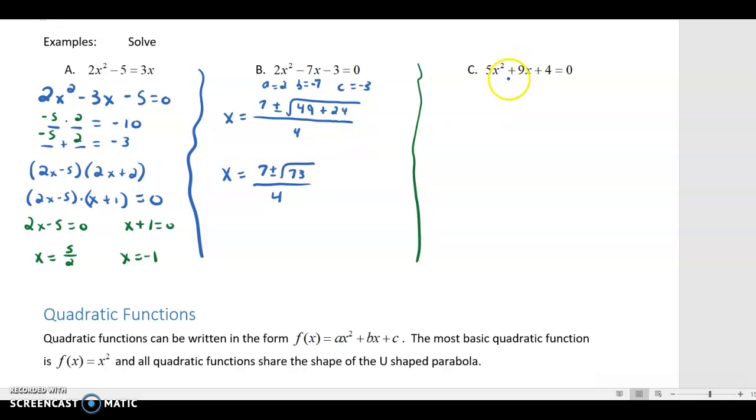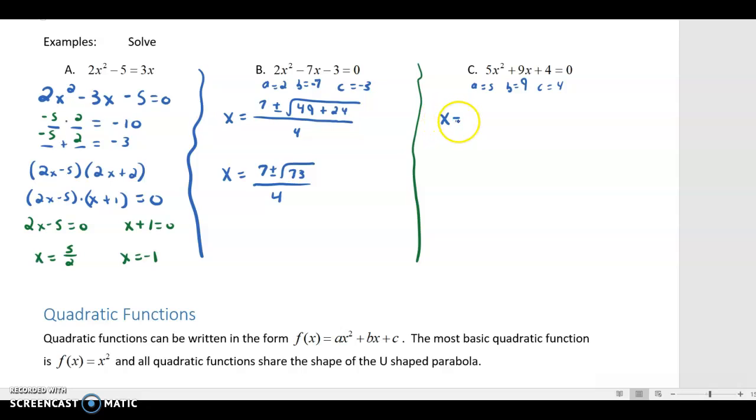Alright, the last one here, C, 5x squared plus 9x plus 4 equals 0. Everything's already on one side. I believe this one does factor, but let's use the quadratic formula anyway. A is 5, B is 9, and C is 4. So it doesn't matter which way you solve this.